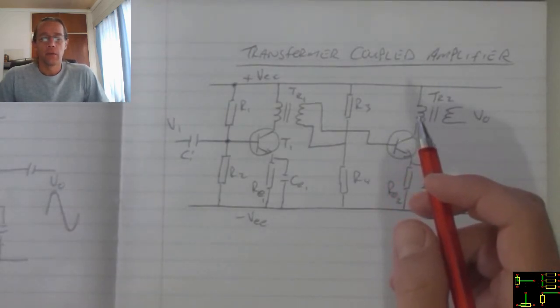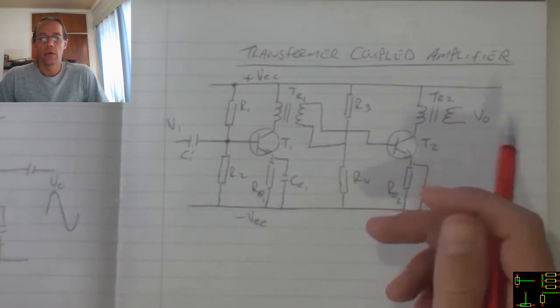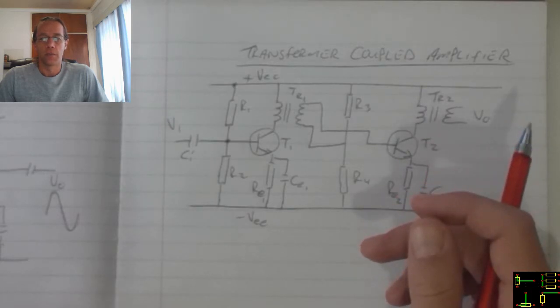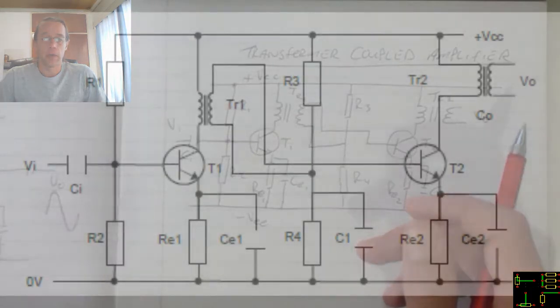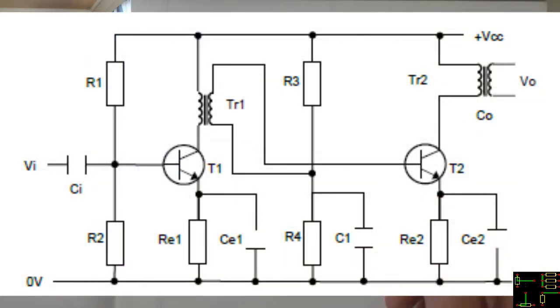A transformer coupled amplifier is used in circuits where the load is small, as it's used primarily for power amplification. It also electrically disconnects the input from the output. The transformers are used for impedance matching for multiple stages.